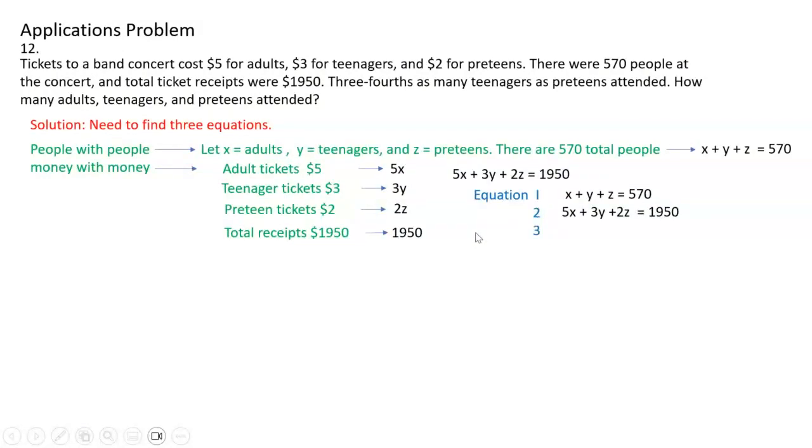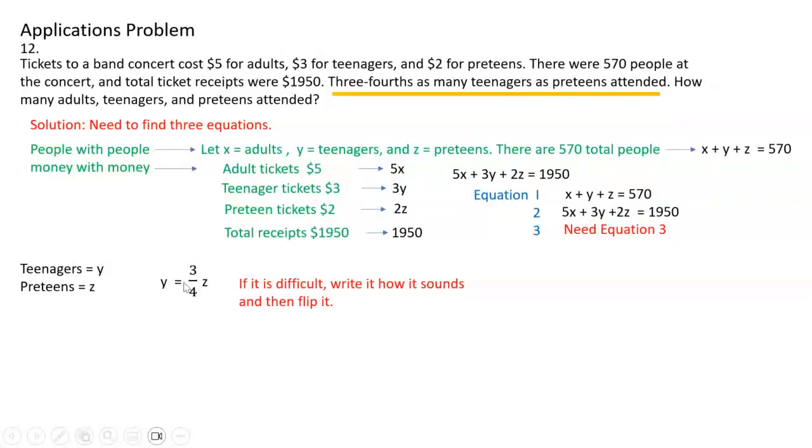Now we need to find equation number 3. How do we find that? We use the second to last sentence. Here it says 3/4 as many teenagers as preteens attended. Since y is teenagers and z is preteens, this is what it means: y = 3/4 z. But you might be thinking, how, if this is difficult? Write it how it sounds.